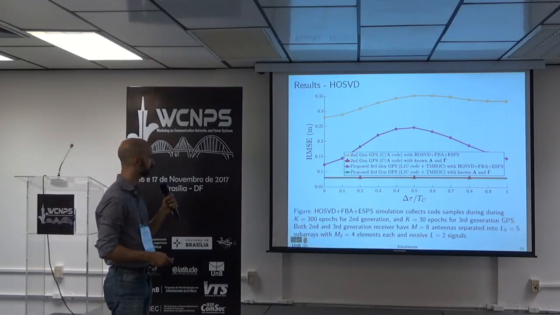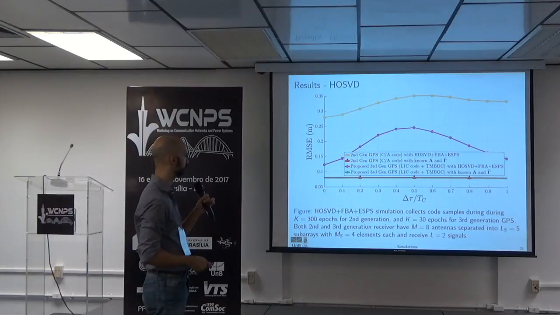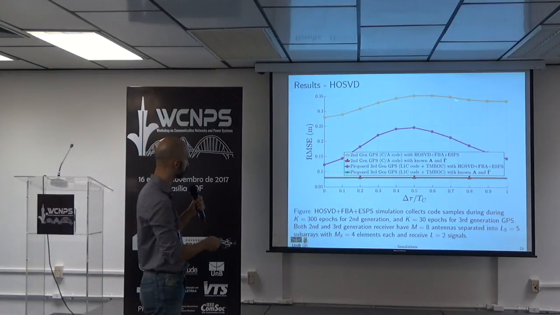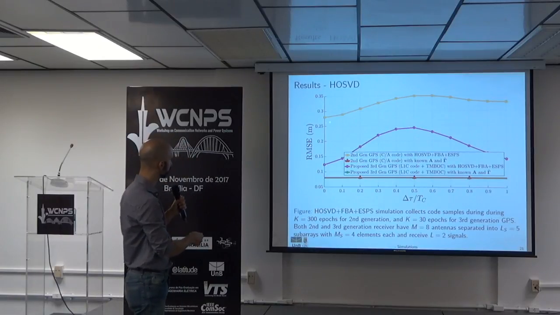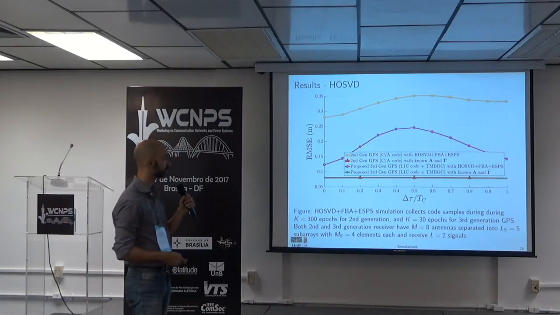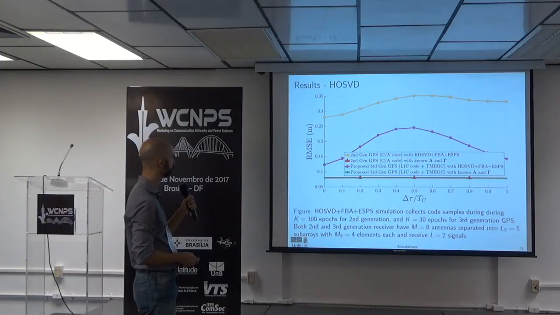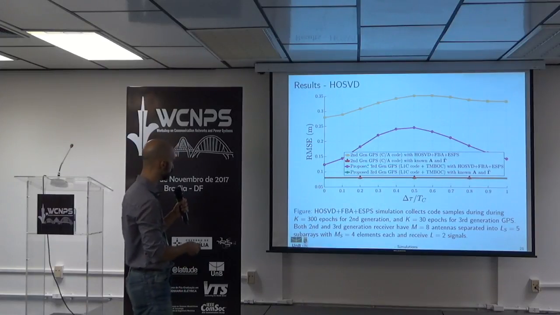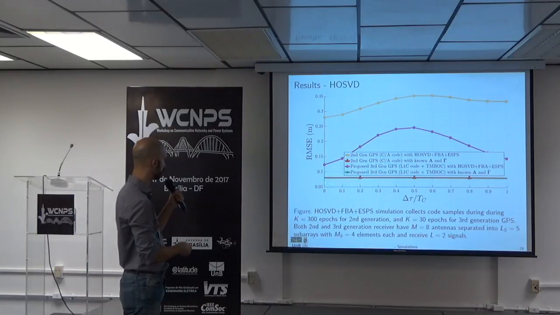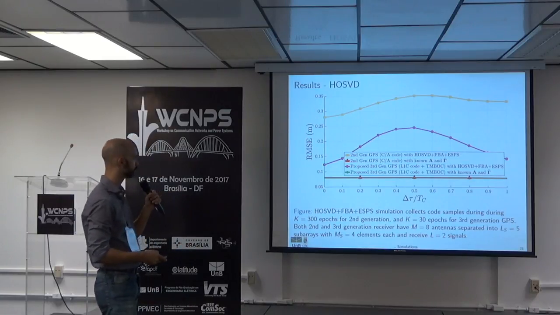Here we're comparing the high order eigenfilter, which is the other state-of-the-art technique. As you can see, it makes a hump depending on the correlation between the signals. In this case, we're comparing the second generation with the third generation. The results are a little bit more drastic, so simpler techniques can be better applied to third generation GPS. And here's the comparison with the a priori filtering with the channel information.